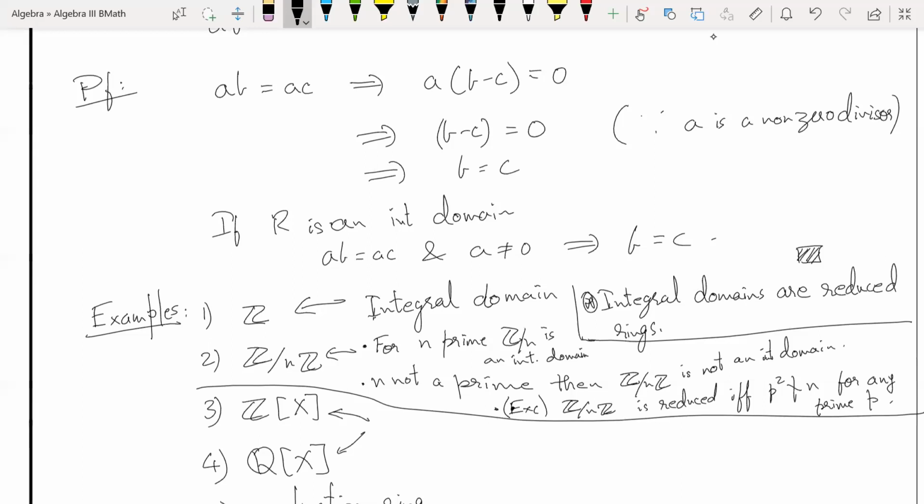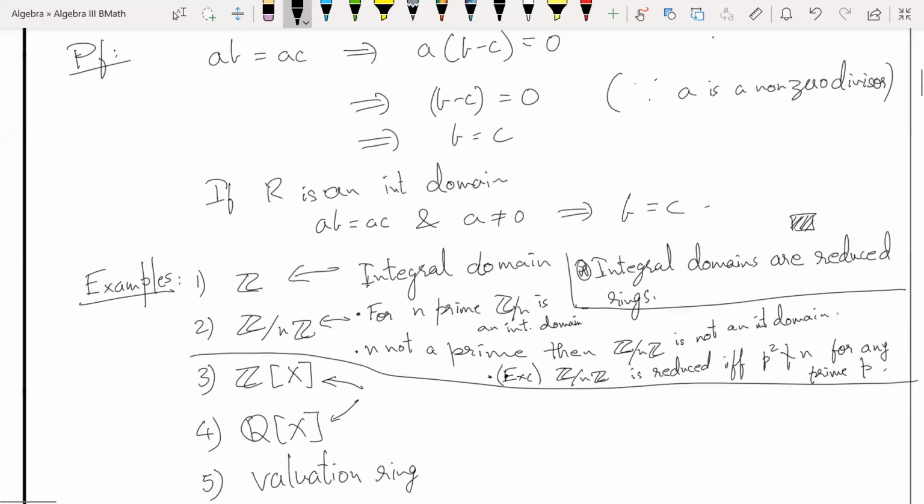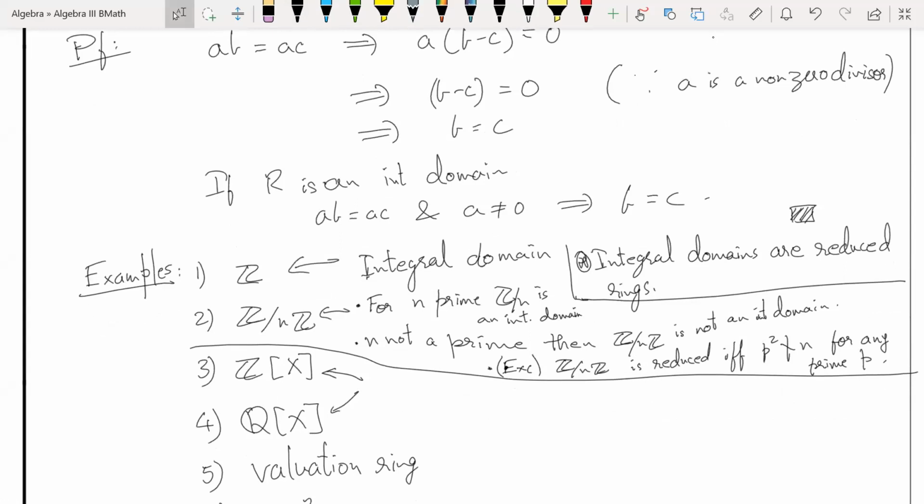So we'll see this when we study PID and UFD, etc. in more detail. We'll see something stronger than integral domains, but these are integral domains. So basically, the degree can't go down if you take the product of two polynomials.